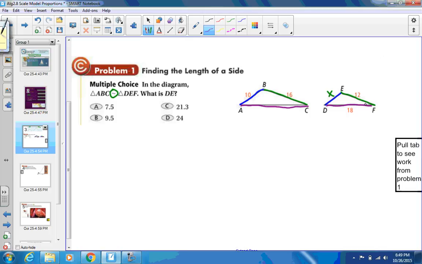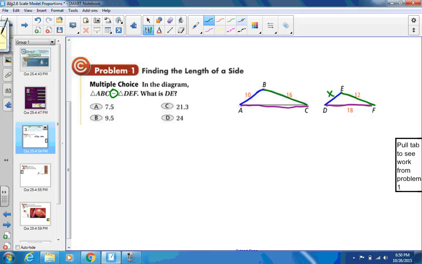Now, sometimes this is easier than other times, because sometimes we have, let's say, a shape that's spun around. So you have to figure out which side is actually corresponding, as if they were the same shape, the same way, and pointed in the same direction. So we're going to use the corresponding parts to solve for DE.